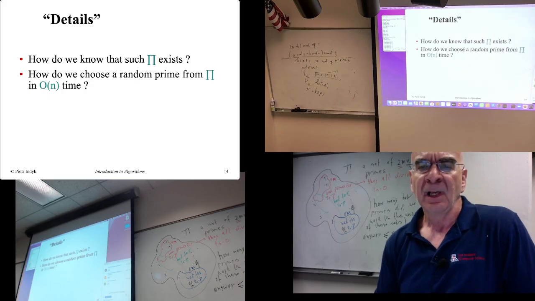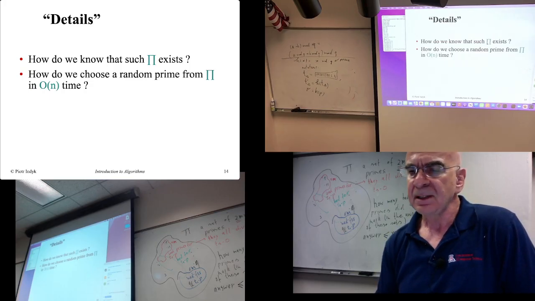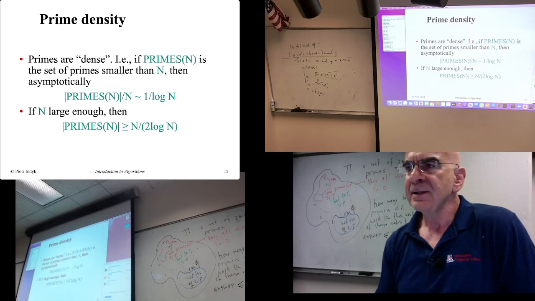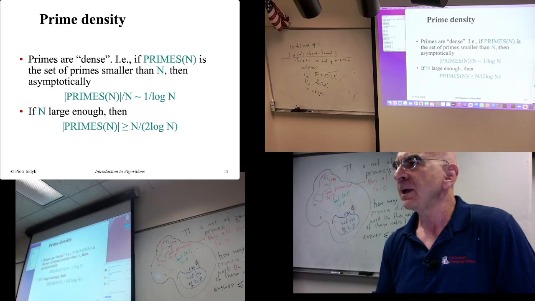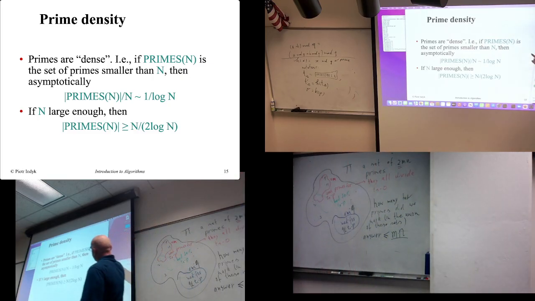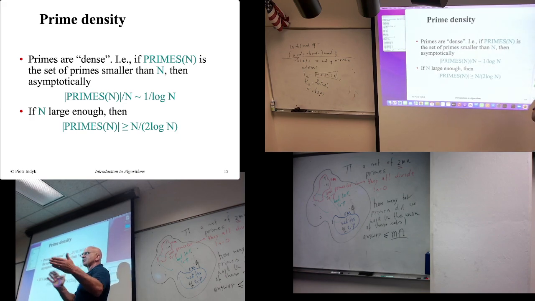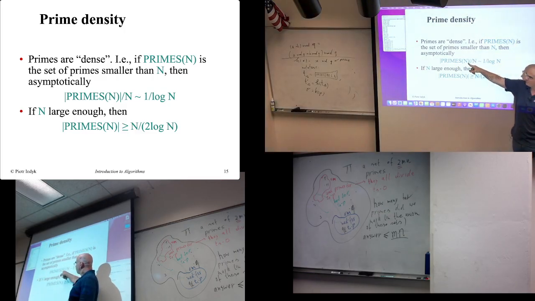Okay. So how do we know that pi exists? Let's just skim through it quite fast. How do we choose a random prime in linear time? The good news is that if you ask how many primes are there as a function of capital N in this case, there is a lot of primes. So remember, I want all my primes to have only m many bits. I want all my primes to be relatively small, at least to fit one computer word. But there is so many primes that it's not hard to generate many of them.